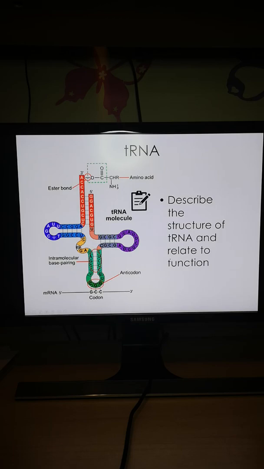tRNA: describe the structure and relate it to its function. A bit more description now. You can see the special region to join an amino acid. There's a special region at the bottom, which is the anticodon, complementary to the codon on the mRNA. Have a go at answering that one. You should have paused and restarted, so let's go through the answer.